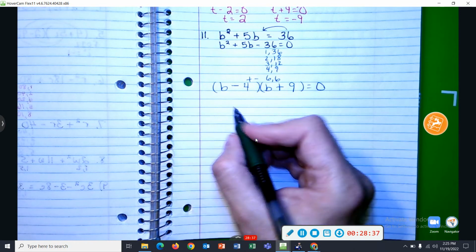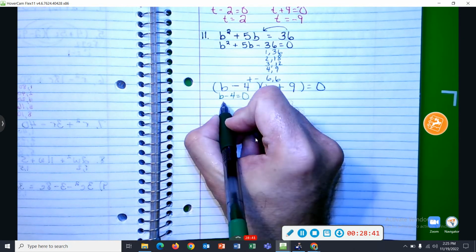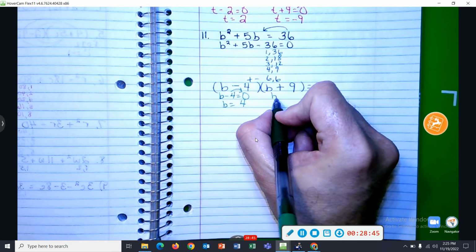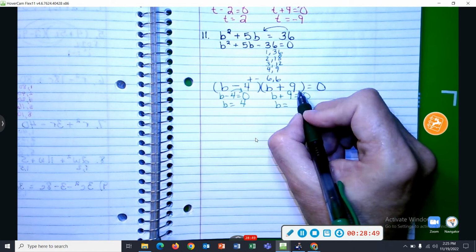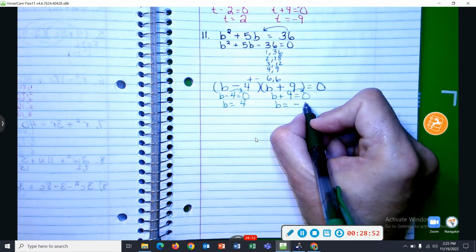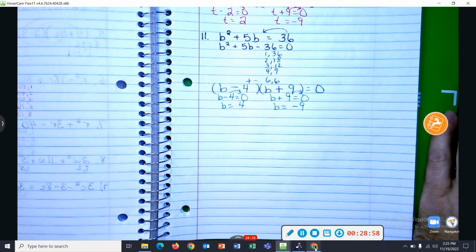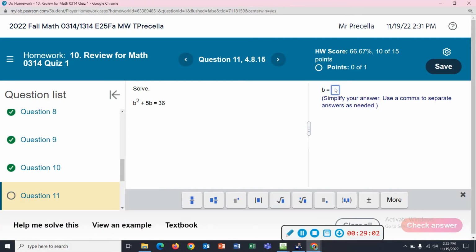Then set each one of these to 0. And we get b equals 4, and b equals negative 9. So 4 and negative 9, or negative 9 and 4, however you want to write it. 4, comma, negative 9.